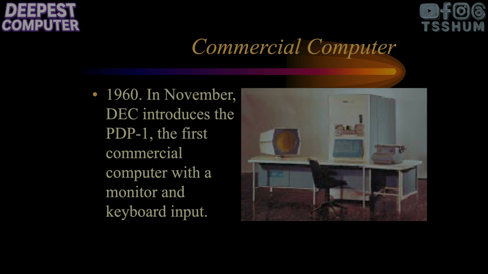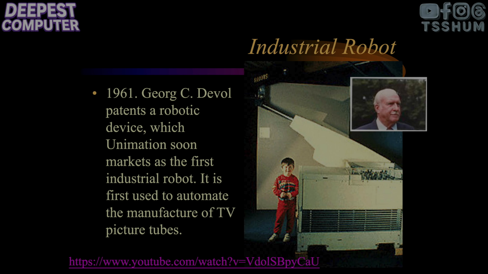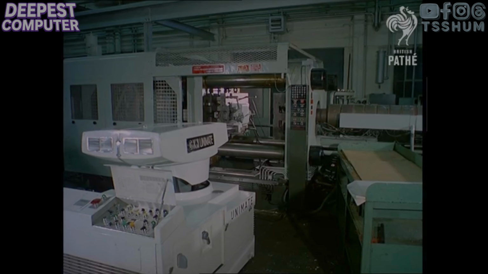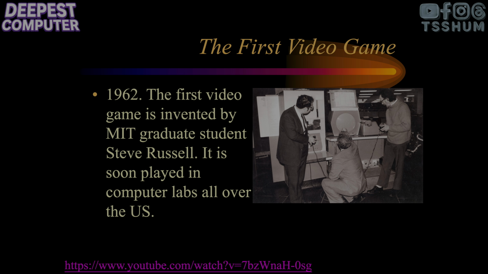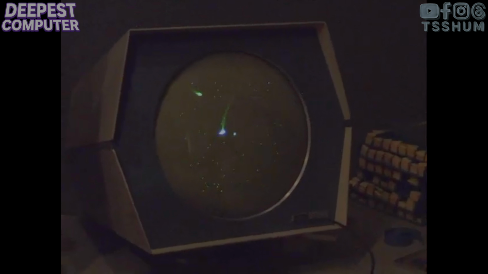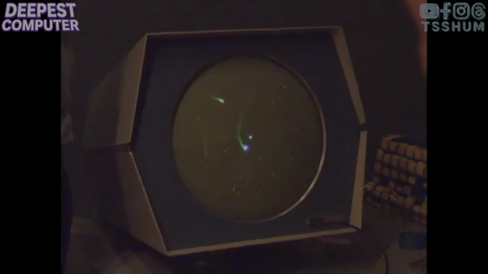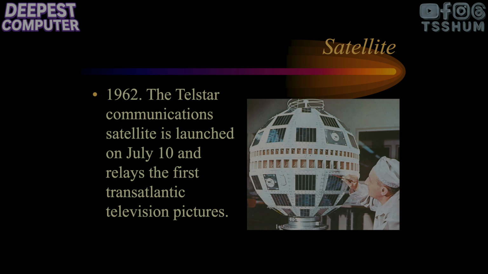DEC introduced the PDP-1 in 1960, the first commercial computer with a monitor and keyboard input. In 1961, the first industrial robot, patented by George C. Devol, was marketed by Unimation and first used for manufacturing TV picture tubes. MIT graduate student Steve Russell invented the first video game in 1962, which quickly gained popularity in computer labs across the U.S. The Telstar communications satellite was launched in 1962, relaying the first transatlantic television pictures.